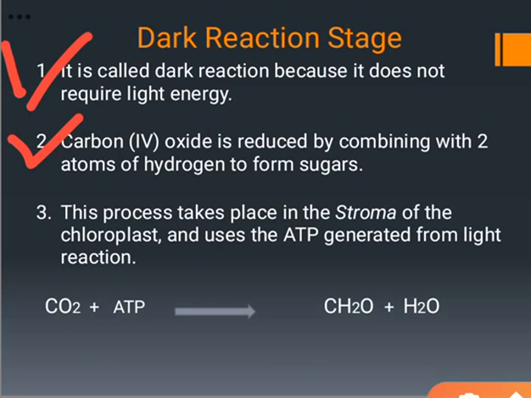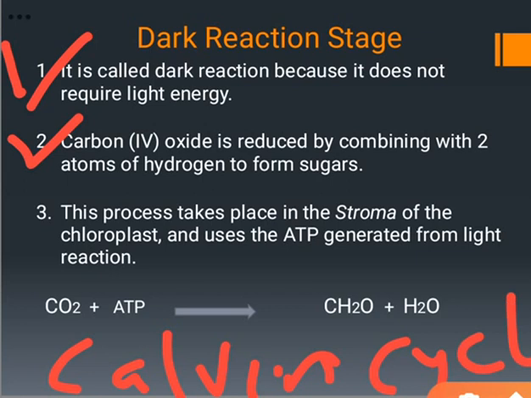Now, in many of your textbooks, you see this dark reaction stage written as the Calvin cycle. You see it as Calvin cycle, because it involves a series of cyclic reactions whereby energy is extracted. Food is extracted from these precursors that have been formed.